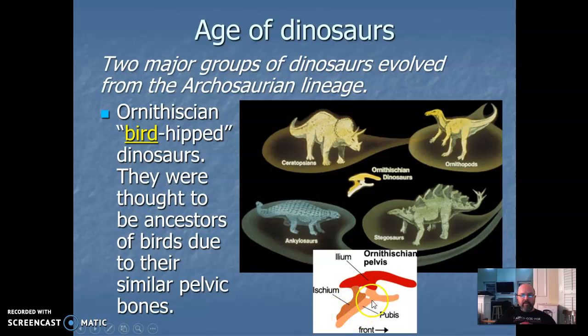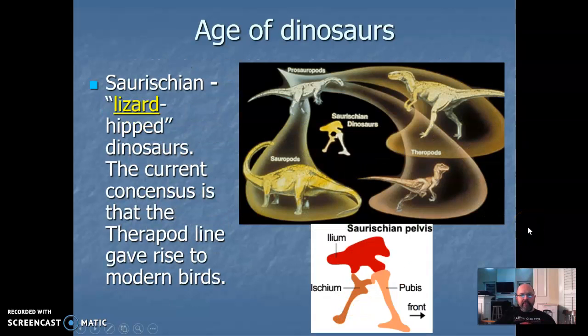The way their bones were arranged in the animal, they kind of pointed backwards, which is what we see in birds. So it was thought, hey, these guys must be ancestors to birds. Another group of dinosaurs that we found a lot of were the Saurischian, or lizard-hipped dinosaurs, and you can see that the ischium points back and the pubis points forward. So this is more like a lizard, so the name saur, lizard, ischian, lizard-hipped dinosaurs. Now we think that these guys are actually the ancestors to modern-day birds.